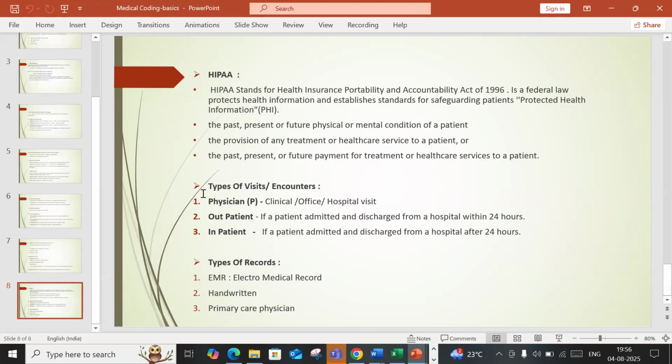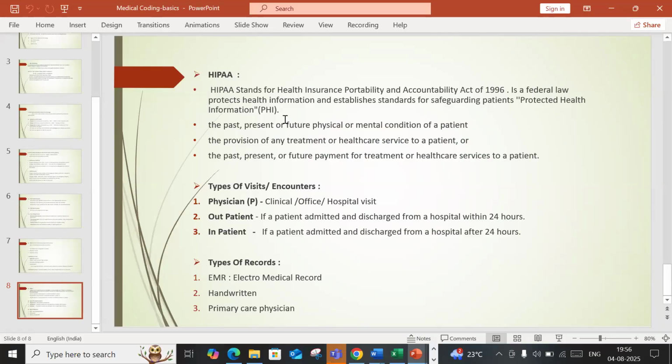Usually patients don't want to expose their health information to other bodies, right? No one will show interest in that case. I am not interested in showing my health condition to other persons, so I want to hide my health information. So HIPAA is the organization that is protecting the patient's health information.